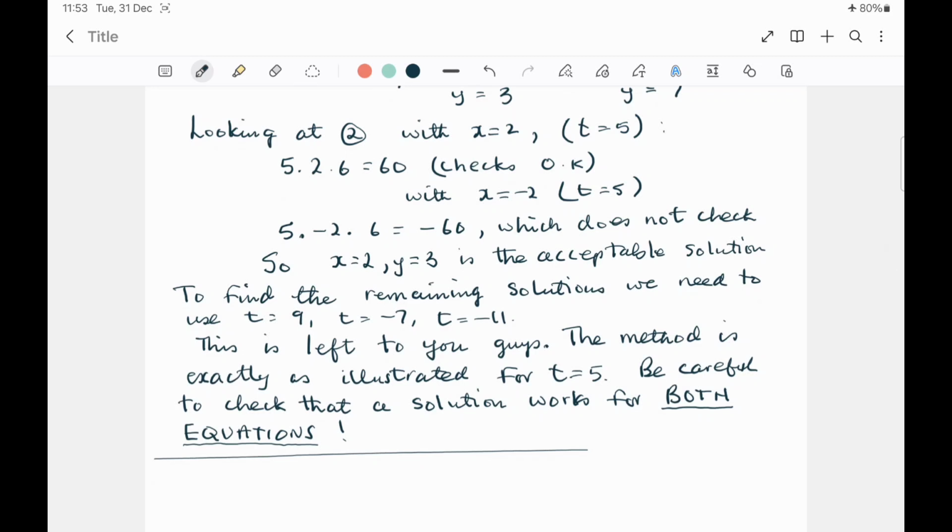And of course, if it doesn't work for both, you only accept the one solution. Okay? That brings us to the end of this little episode. Thank you very much for your attention.